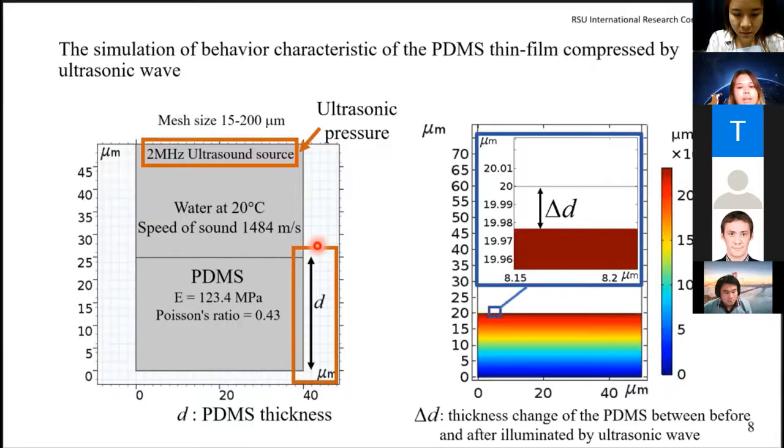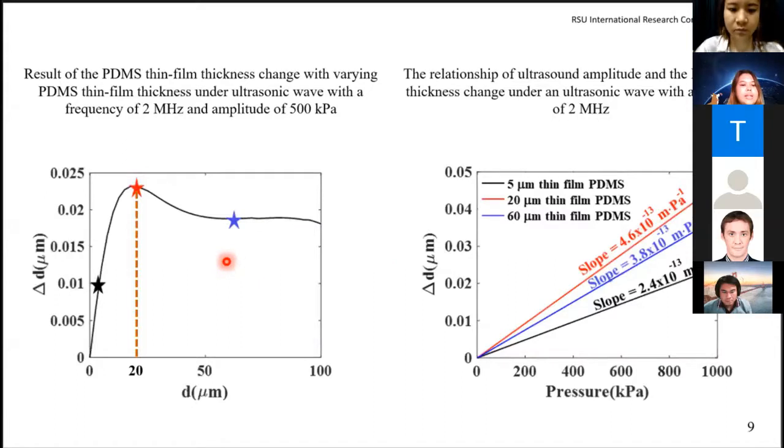And the results show that under the ultrasound wave, the PDMS thin film was compressed uniformly. And delta D is the thickness change of the PDMS thin film before and after being illuminated by the ultrasound wave. And this is the result from the simulation. It shows that the PDMS thin film with 20 micron thickness can provide a high displacement response under ultrasonic wave. And with various ultrasonic pressures, we find that the relationship between the ultrasound amplitude and the PDMS thin film thickness change is linear, as shown in the figure.